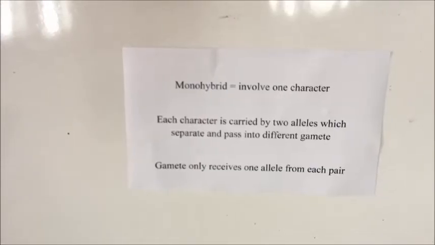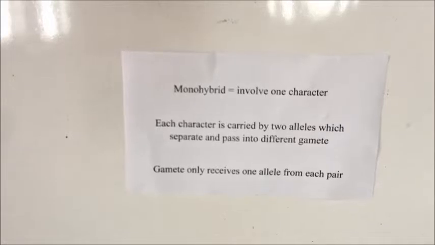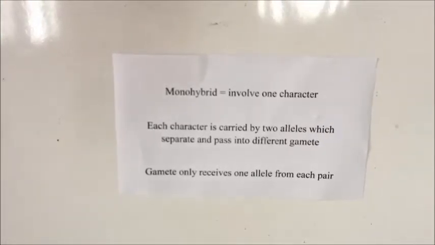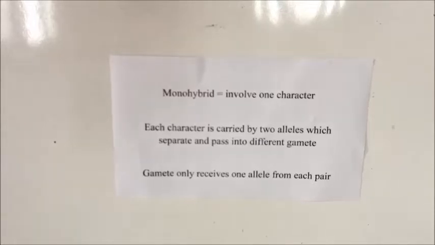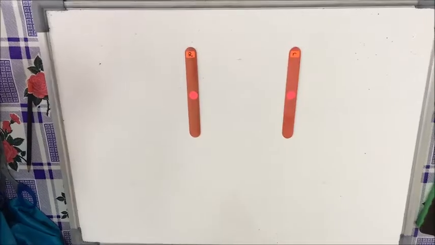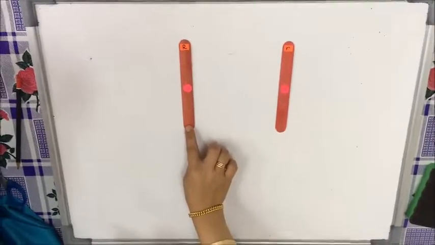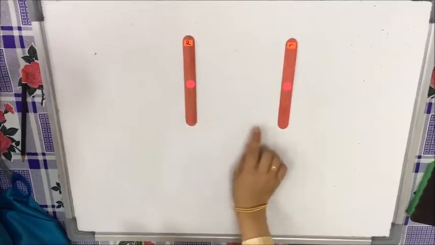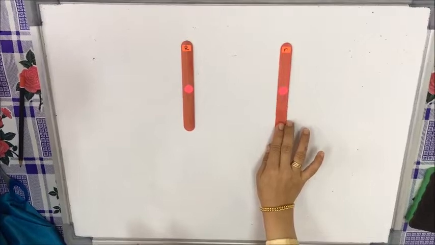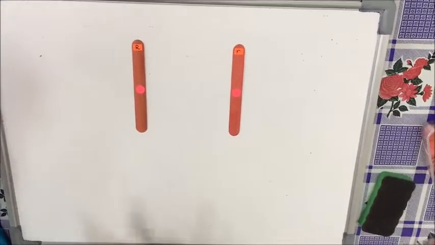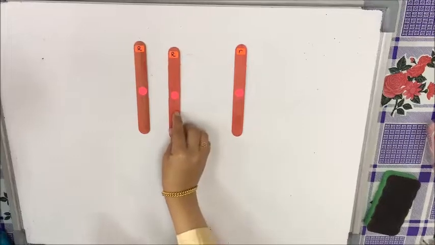Involve one character. Each character is carried by two alleles which separate and pass into different gametes. Gametes only receive one allele from each pair. Red flowers are controlled by the dominant allele, capital letter R, while white flowers are controlled by the recessive allele, small letter r. Each gene is controlled by two alleles on homologous chromosomes.